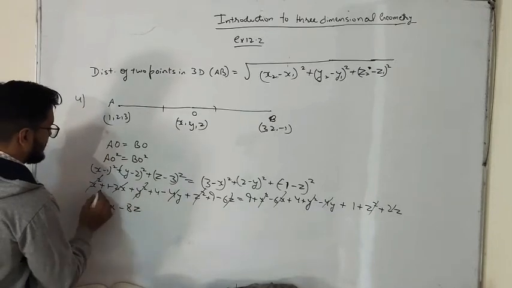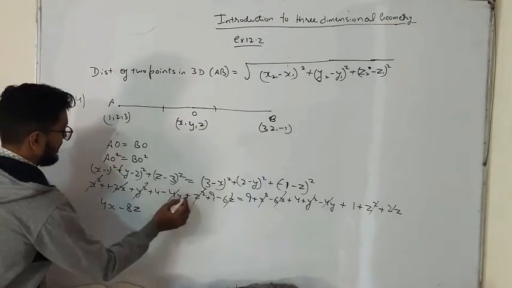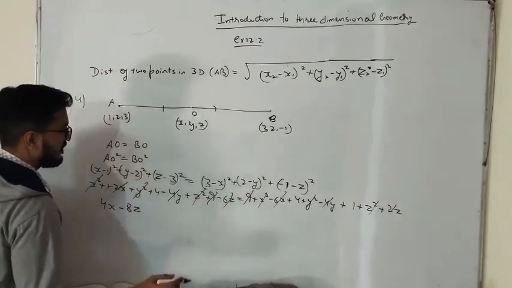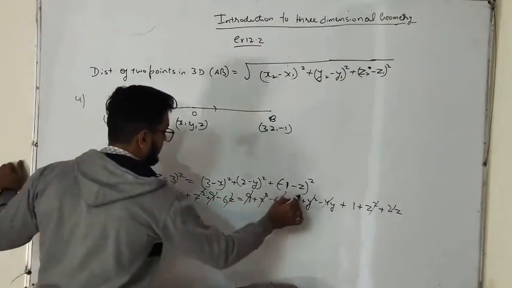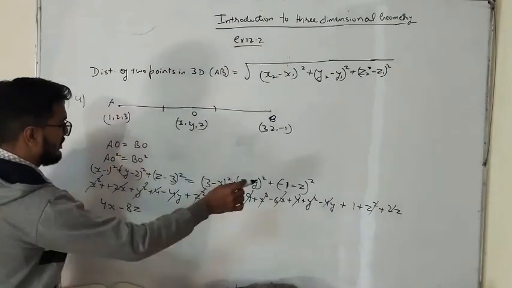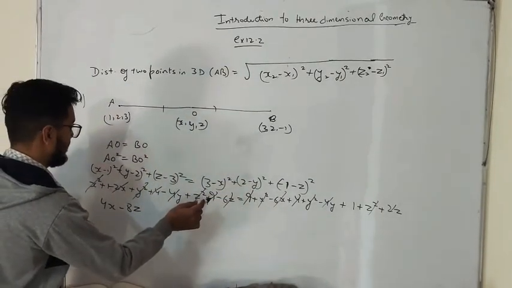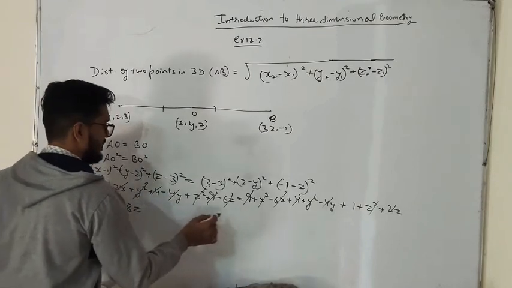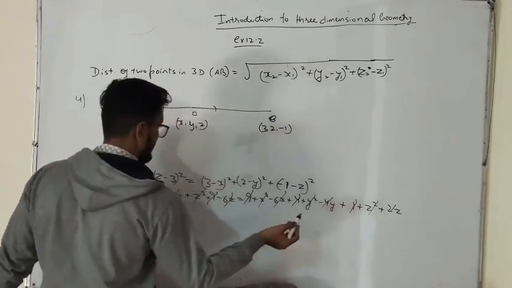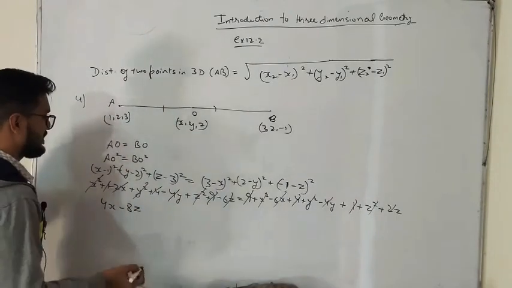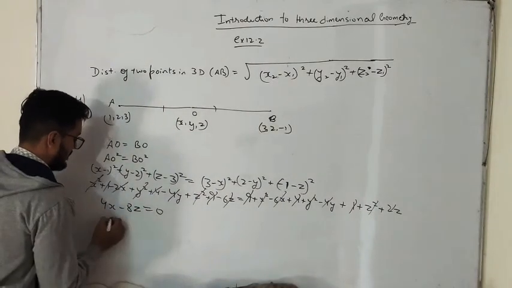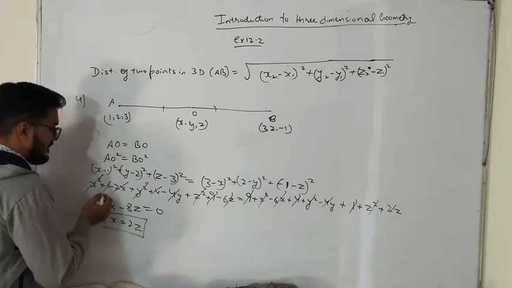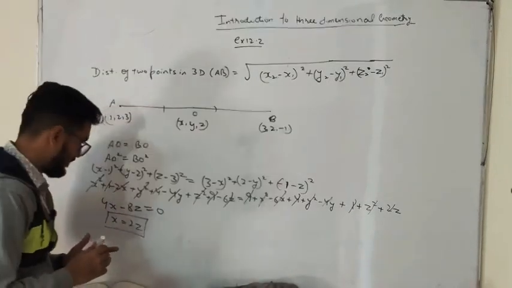Then 4 plus 1 is 5, 5 plus 9 is 14. So 9 to 9 also cancel, 4 to 4 also cancel, and 1 is remaining there, and here we have 1 to 1 cancel, right? 1 to 1 also cancel. So nothing is left, it is equal to 0. So x is equal to 2z. So this is the relationship, or this is the equation of the line.